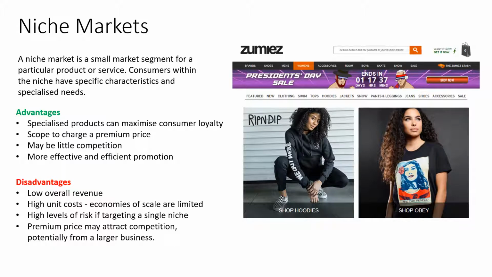The disadvantages, though, of operating in a domestic niche is that we have lower overall revenue, perhaps higher unit costs. We can't benefit from economies of scale. It might be more risky. There's an element of all our eggs in one basket, and this premium price may attract larger competitors.